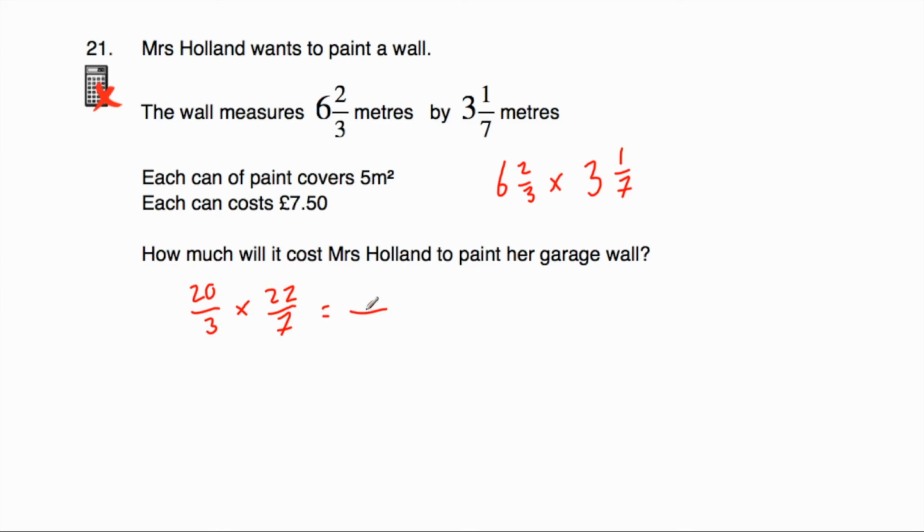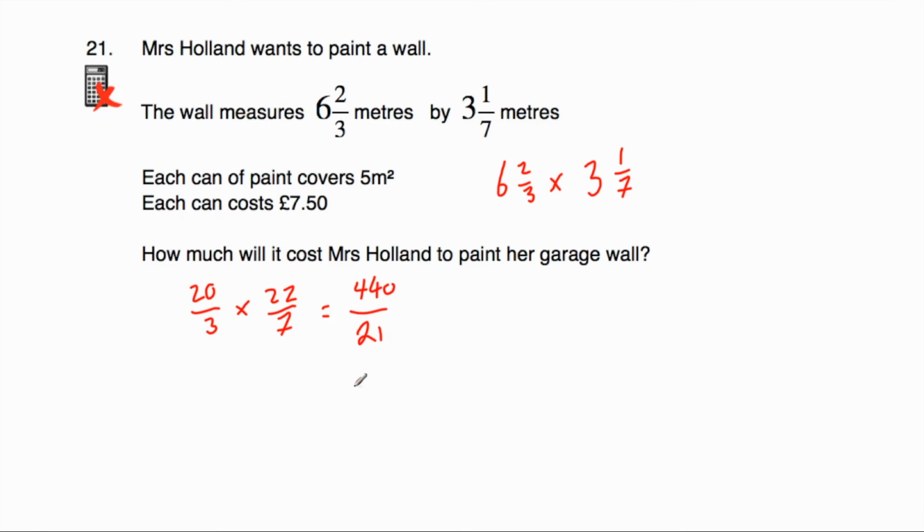And whenever we do that, let's multiply the numerators and denominators. The denominators are quite straightforward: 3 times 7 is 21. And with the numerators, we've got 20 times 22. Well, if we do 22 times 2 to begin with, that's 44, and then times by 10, that's going to be 440. So instead of multiplying by 20, we multiply by 2 and then multiply by 10. Okay, so we've got 440 over 21.